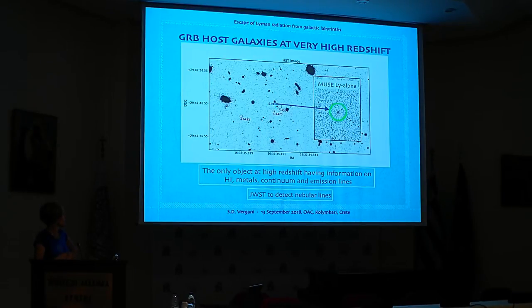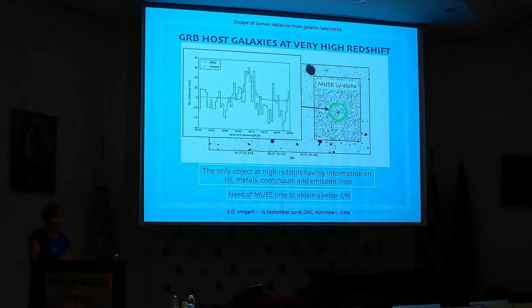So we have the Lyman alpha detection of the GRB host galaxy, an object for which we have a lot of information from the emission line and the absorption lines, at redshift 6. To detect the nebular lines, in this case, we cannot do it with the ground-based telescope. We have to wait for JWST. But already we can use it to try to test the models of Lyman alpha emission. Unfortunately, since the observations were just half of the time that we had, we have a very poor signal-to-noise detection. It's just a signal-to-noise of 3. So this is the model test. As you can see, with this signal-to-noise, we cannot say so much.